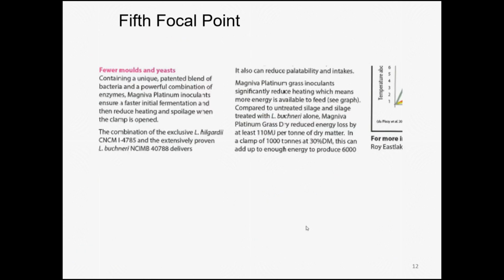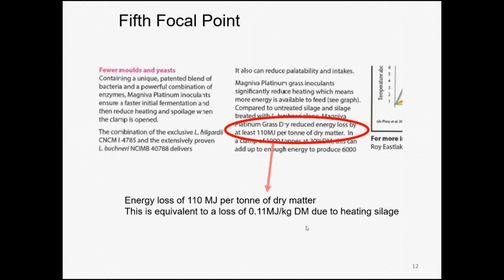So now I'm going to focus a little bit more on the writing, and what we have here highlighted is energy loss of 110 megajoules per ton of dry matter. This is equivalent to a loss of 0.11 megajoules per kilogram of dry matter due to heating silage. And I actually accept that value. I actually think it's an underestimate of the energy that we lose from silage when it's heating. The question is when it's heating and how much of your silage is heating.